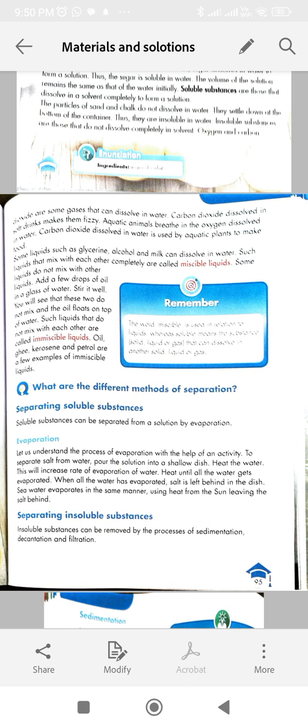Seawater evaporates in the same manner, using heat from the sun, leaving the salt behind. Separating insoluble substances. Insoluble substances can be removed by the processes of sedimentation, decantation, and filtration.